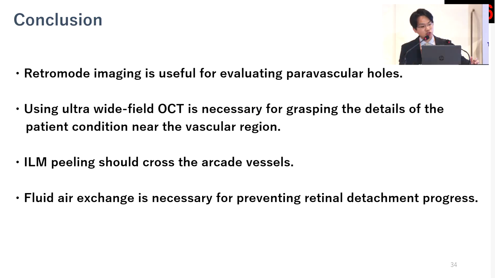So this is the conclusion. Retromode imaging is useful for evaluating palavascular holes. Using ultra-wide field OCT is necessary for grasping the details of the patient's condition near the vascular region. Island peeling should cross the arcade vessels. Fluid air exchange is necessary for preventing retinal detachment progress.